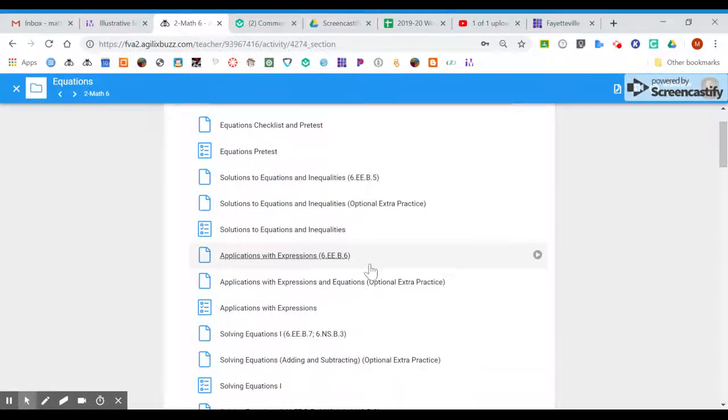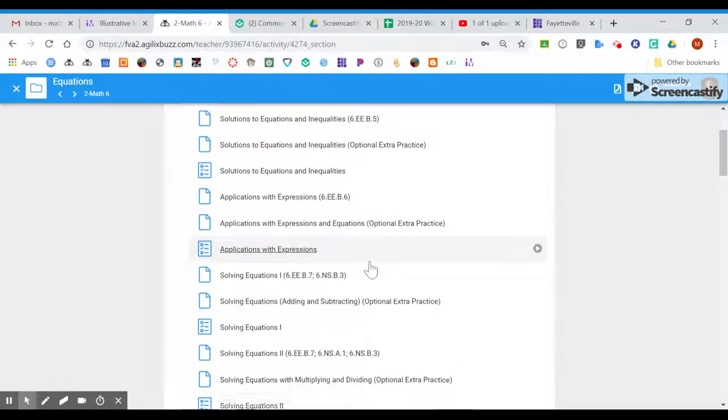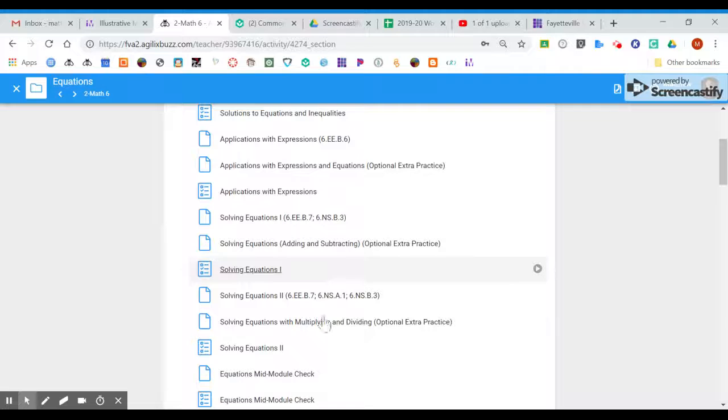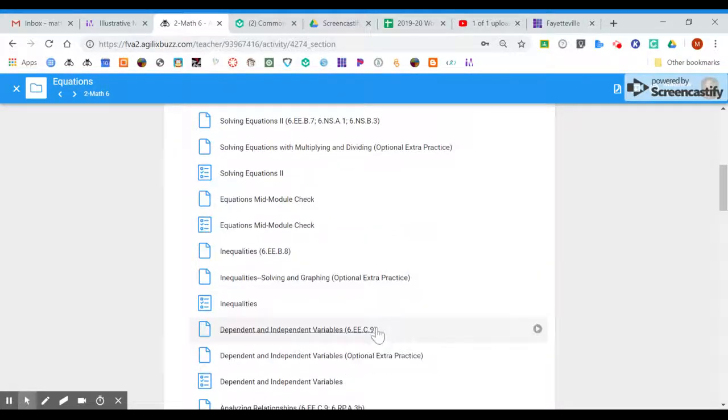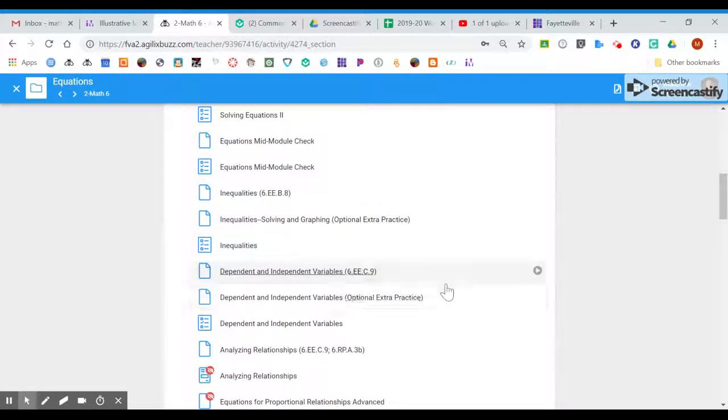You're going to look at applications with expressions. You're going to look at how to solve equations, and you'll have a number one and a number two, so kind of a part one, part two. And then you'll look at specifically inequalities, and then you'll look at dependent and independent variables.